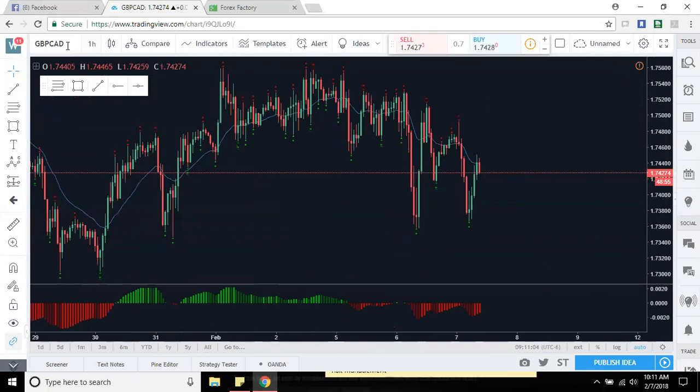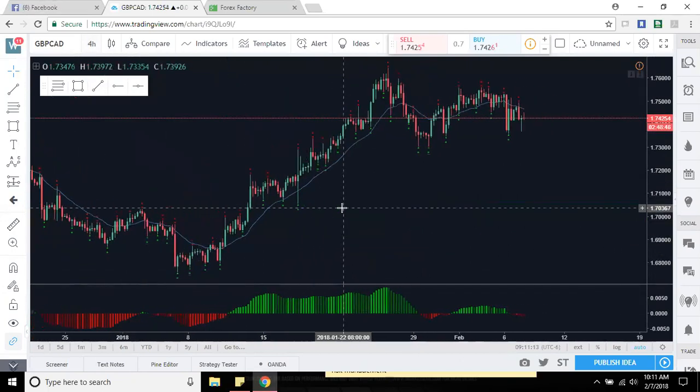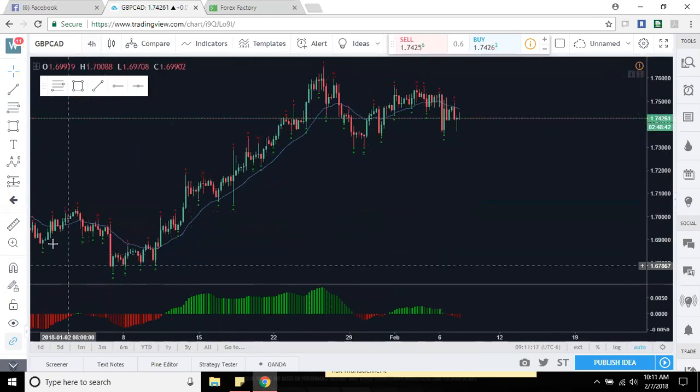All right, let's check out GCAD. Let's see what GCAD is doing. GCAD should be falling for the retracement of this level, right?